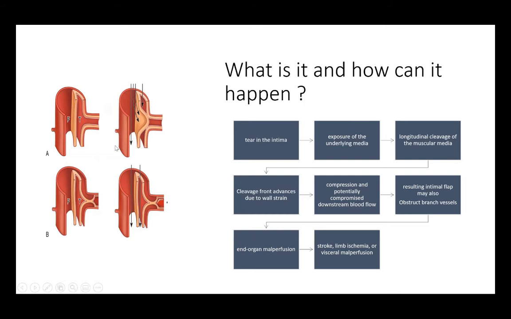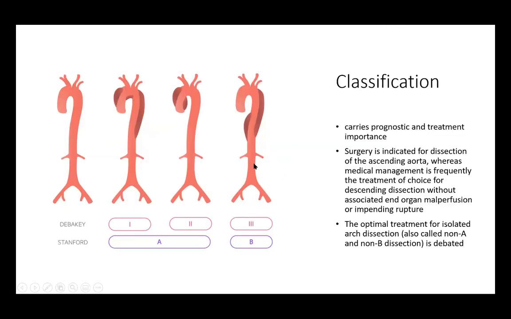Another complication, we can see an example here in example A. In example B, we see another complication of aortic dissections. The resulting intimal flap may obstruct branch vessels, leading to end organ malperfusion, resulting unfortunately in stroke, limb ischemia, or visceral malperfusion.